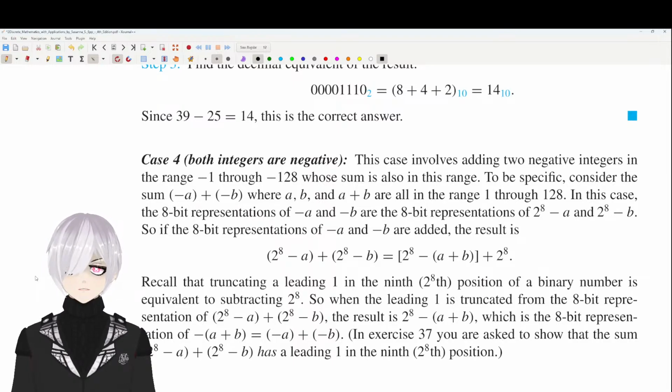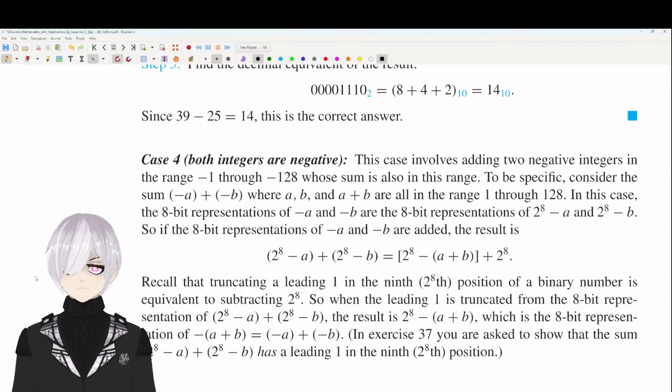So consider the sum -a plus -b, where a, b, and a plus b are all in the range 1 through 128. In this case, the 8-bit representations of -a and -b are the 8-bit representations of 2 to the 8th minus a and 2 to the 8th minus b. So if the 8-bit representations of -a and -b are added, the result is 2 to the 8 minus a plus 2 to the 8 minus b, which equals 2 to the 8 minus a plus b plus 2 to the 8.